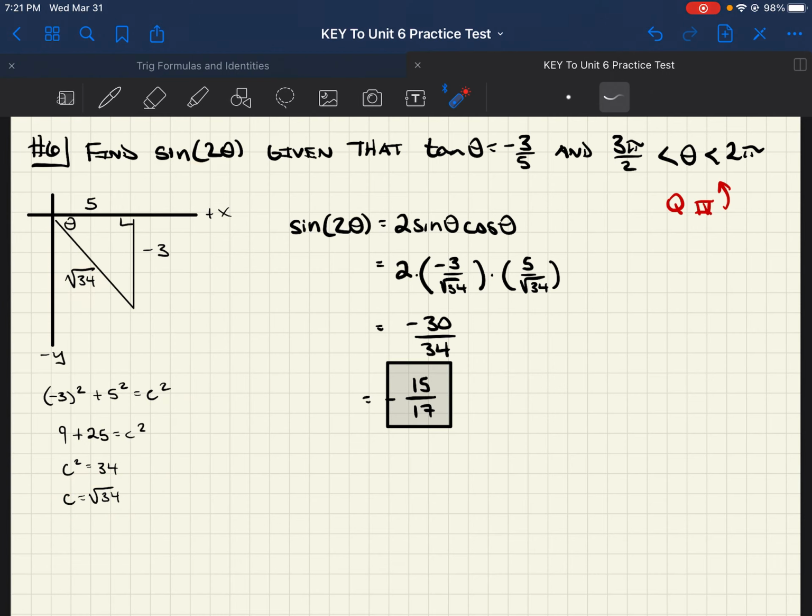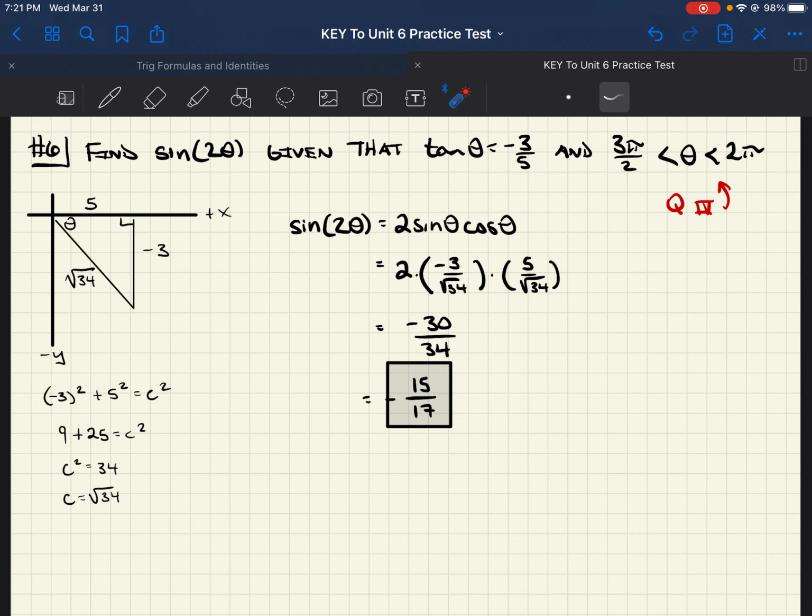Then we're just going to follow the formula for the sine of 2 theta. Sine of 2 theta is 2 sine of theta times cosine of theta. Well, sine of theta, remember sine is opposite over hypotenuse, that's negative 3 over square root of 34, right there. And cosine of theta is adjacent over hypotenuse. That's going to be 5 over square root of 34, right there, okay?